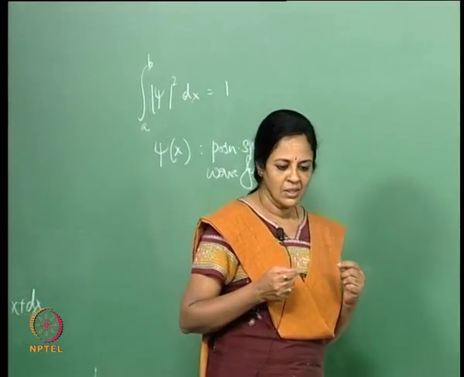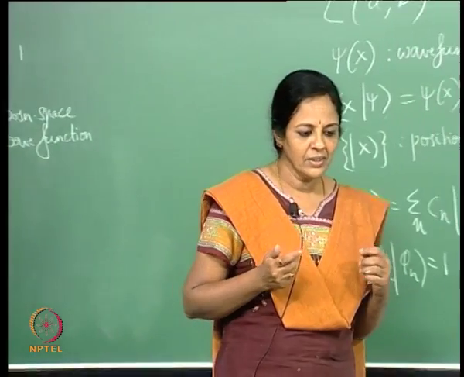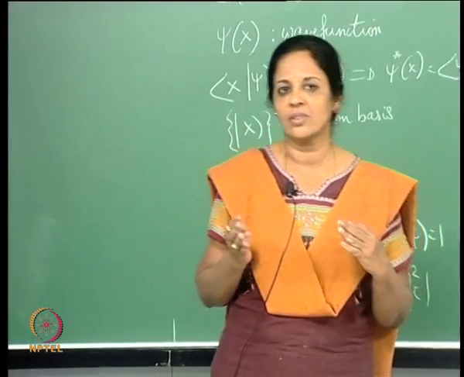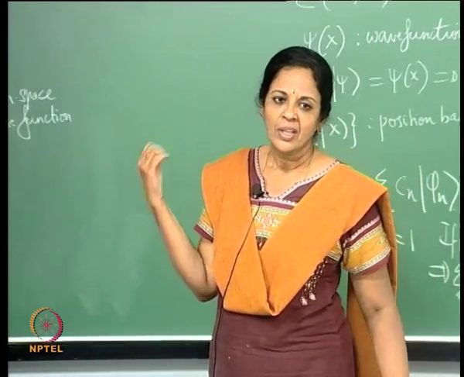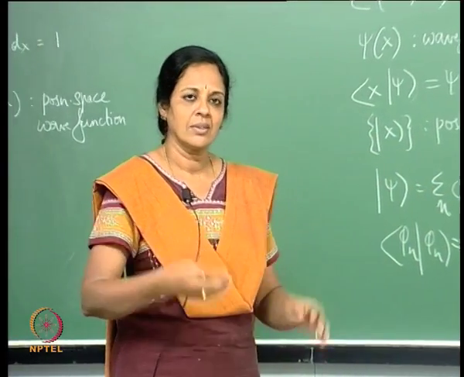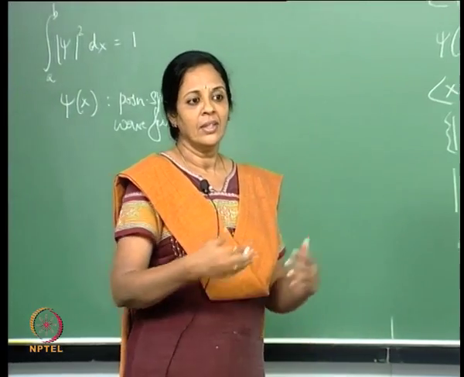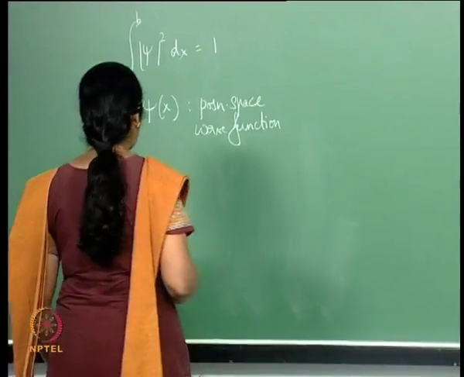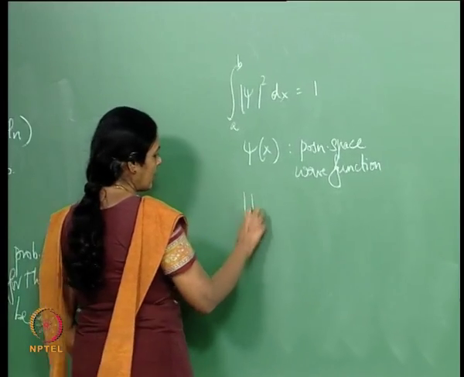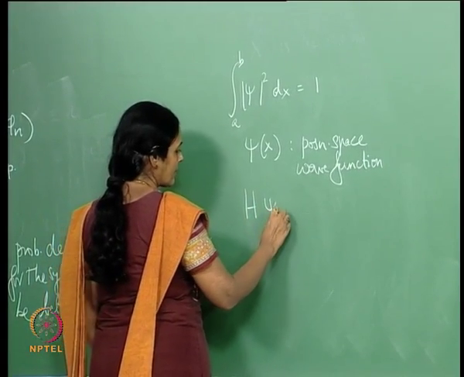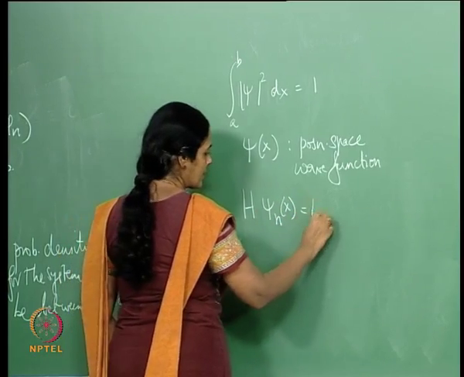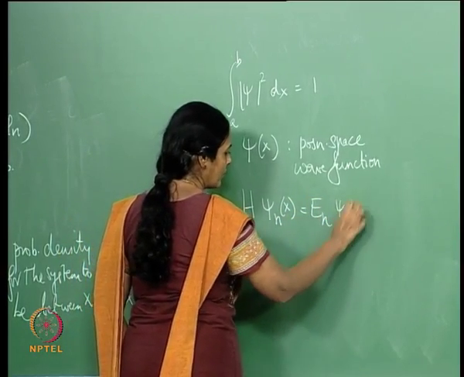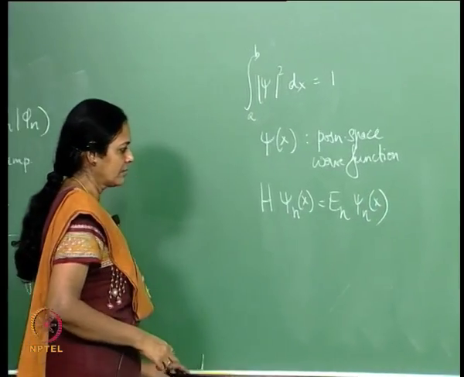Now let us see how exactly eigenvalue equations look when we write the equation in terms of psi of x and in terms of operators that are expanded or written in the position basis. So we have the energy eigenstates: H psi_n of x is E_n psi_n of x.